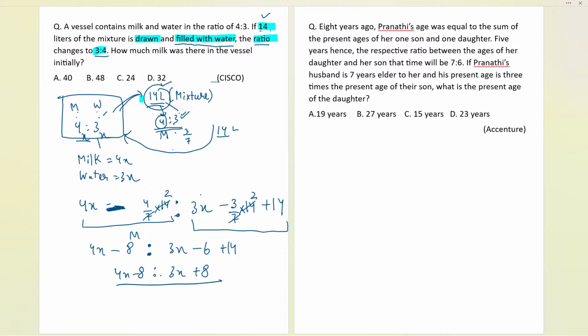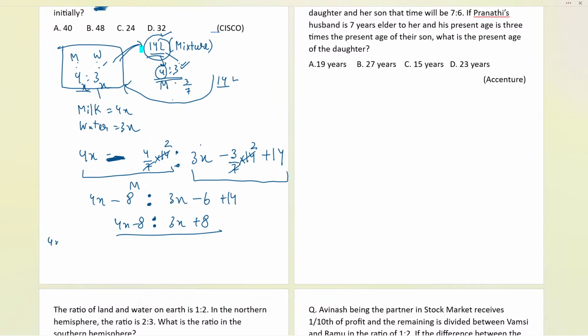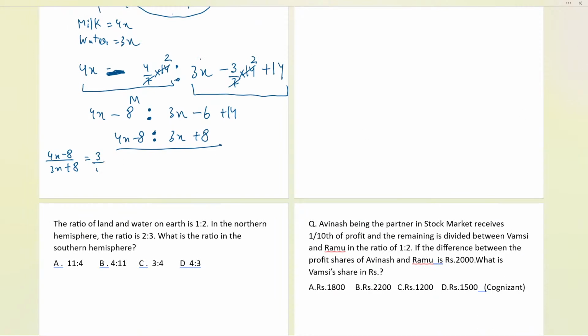Now this is the complete ratio of milk and water, and this is the final ratio, now 3:4. So finally we have got it, and we can equate them. 4x minus 8 divided by 3x plus 8, and the final ratio becomes what? That is given over here as 3:4. So now let us write over here 3:4. Let us now solve it.